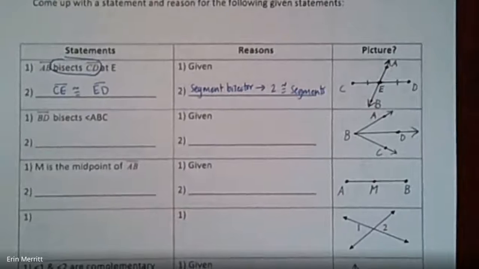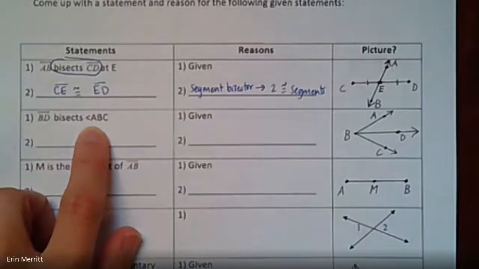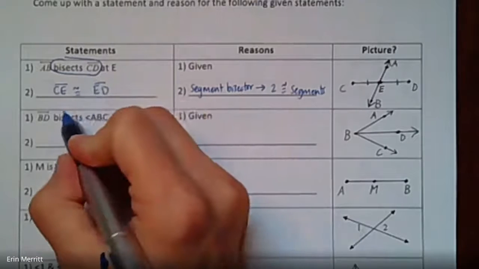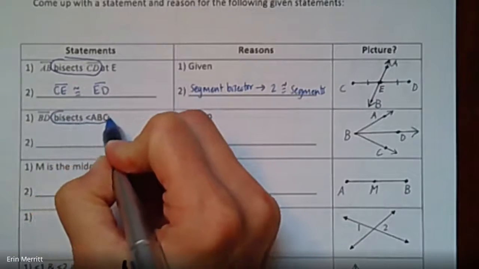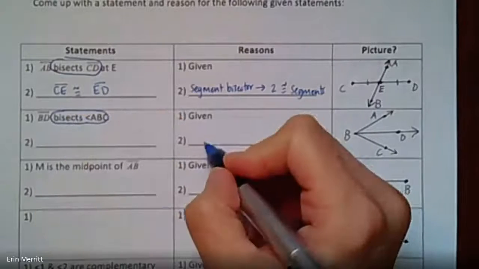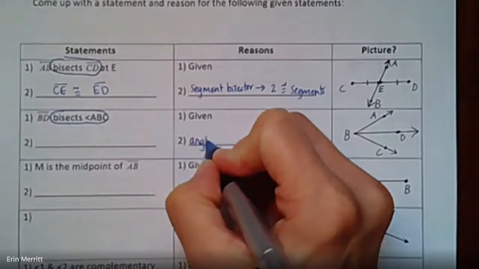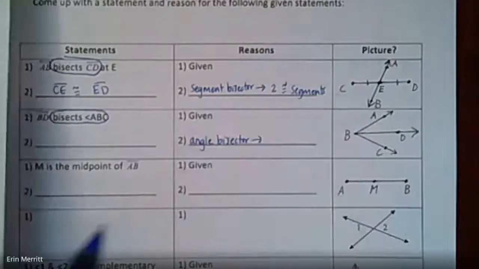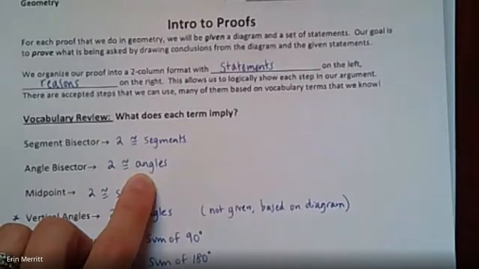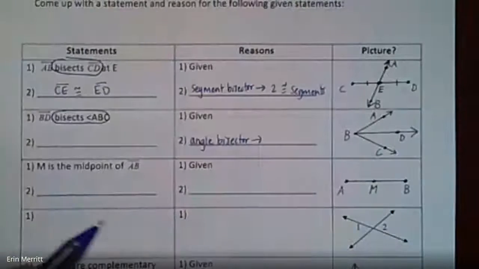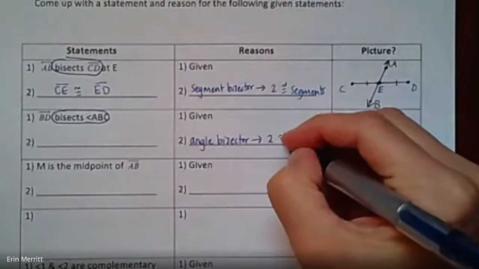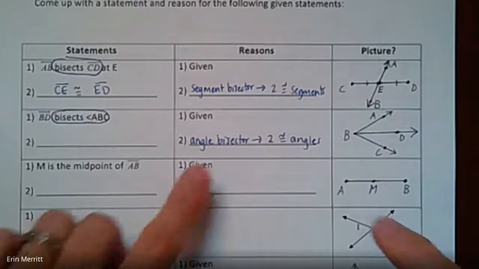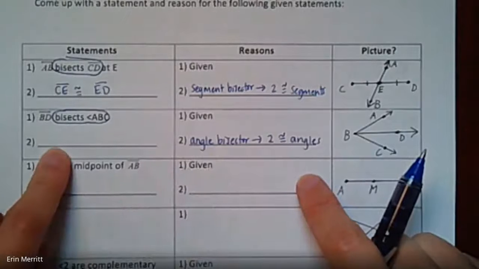All right, the next one, we've got BD bisects angle ABC. All right, so focusing on what we got here, we are bisecting an angle. So down here, that means I'm going to say angle bisector implies what? All right, well, angle bisector implies that we should have two congruent angles. Awesome. All right, what are my two congruent angles then?